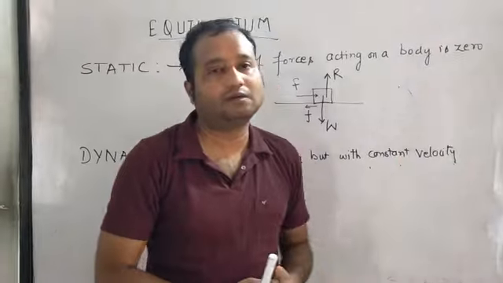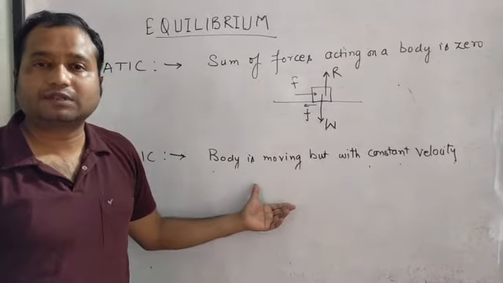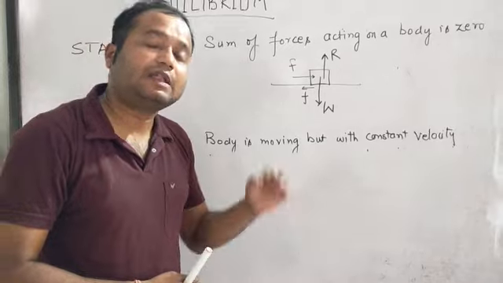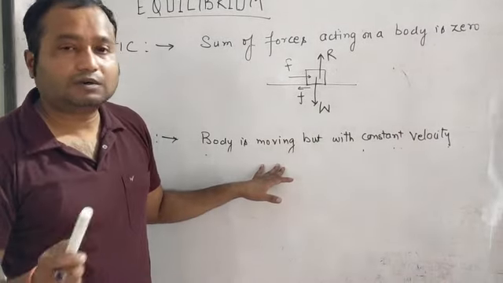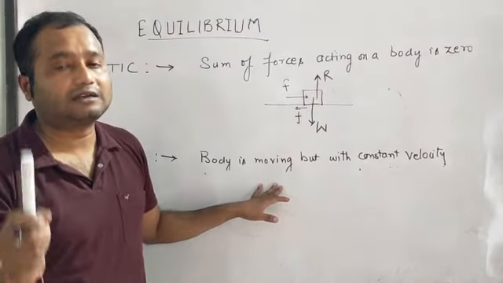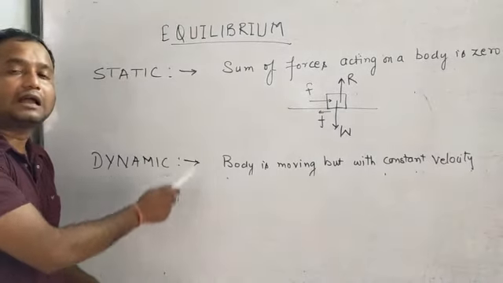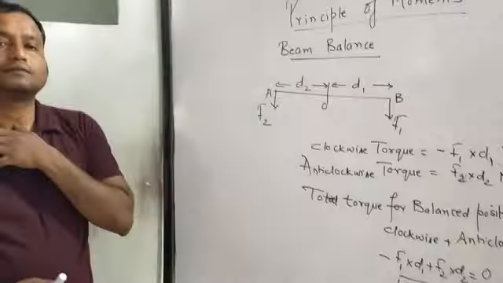So the basic difference between static and dynamic is, over here, the sum of forces acting on the body is 0. Over here, the sum of forces as well as the total torque, remember, acting on the body becomes 0. That's the basic difference between static and dynamic equilibrium.